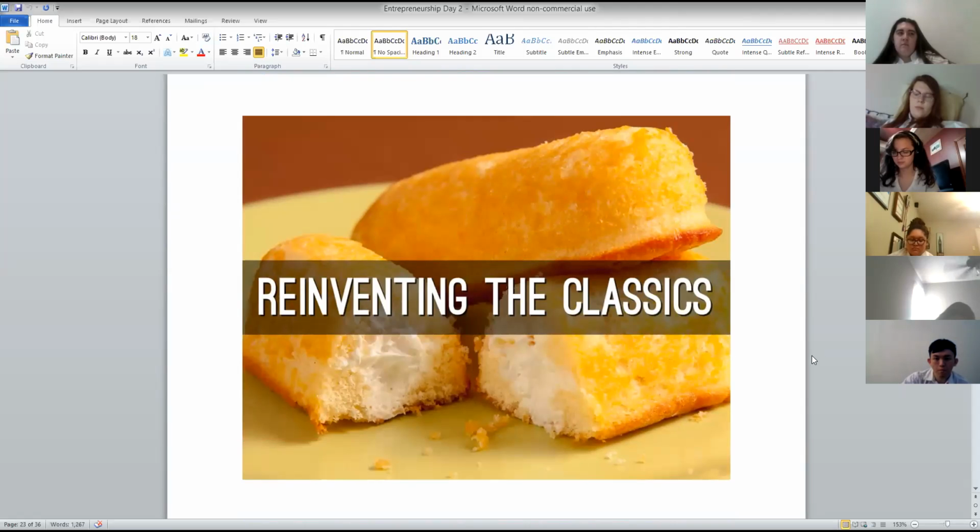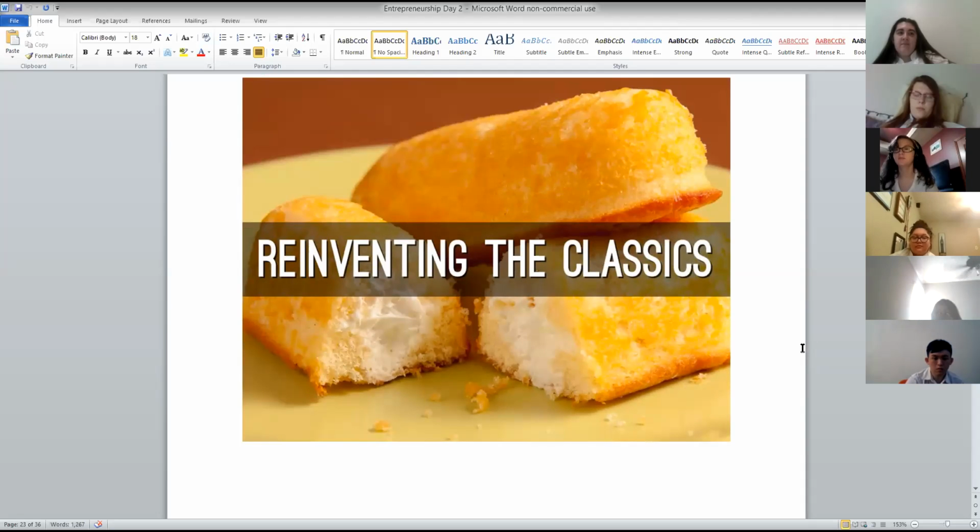Reinvent the classics. What about going back and reinventing some of the classics in a different way, with a twist? What about a mint-stuffed Twinkie? What about a chocolate Twinkie? What about a strawberry Twinkie? Okay. What about a ganache-covered strawberry Twinkie with a chocolate filling? Still a Twinkie, but it's reinventing it, right?